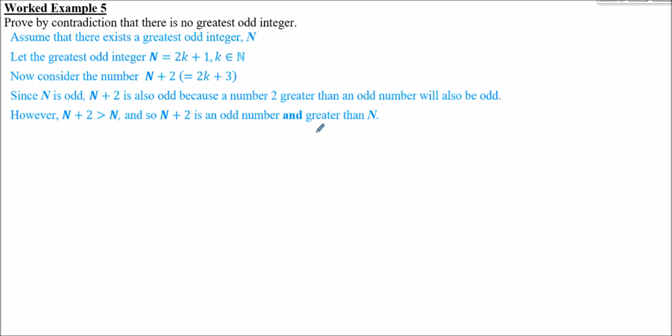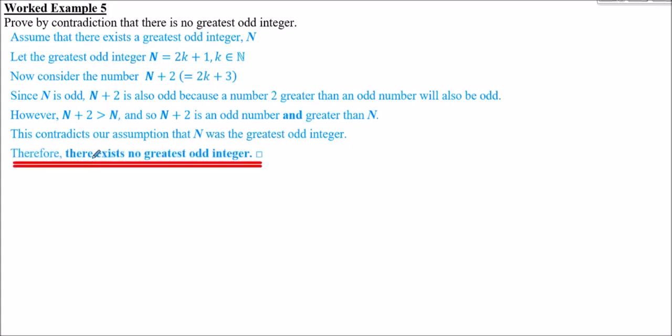But what did we assume to begin with? Well, we assumed N was the greatest odd integer. So therefore, this contradicts our assumption that N was the greatest odd integer. Now conclude and we're done. Therefore, there can exist no greatest odd integer, because whatever odd integer you think you've found, I could always add 2 to that number and say, well, this one's also odd, but 2 bigger.